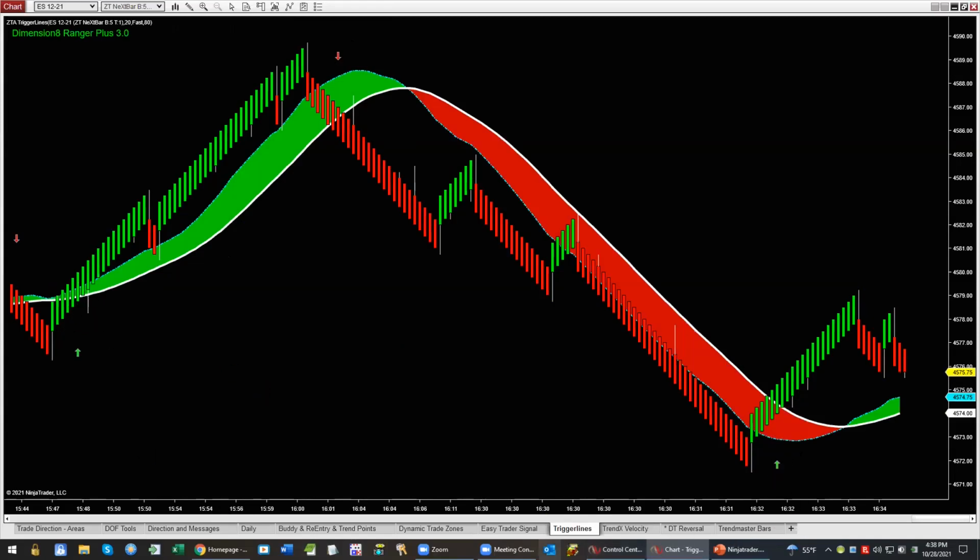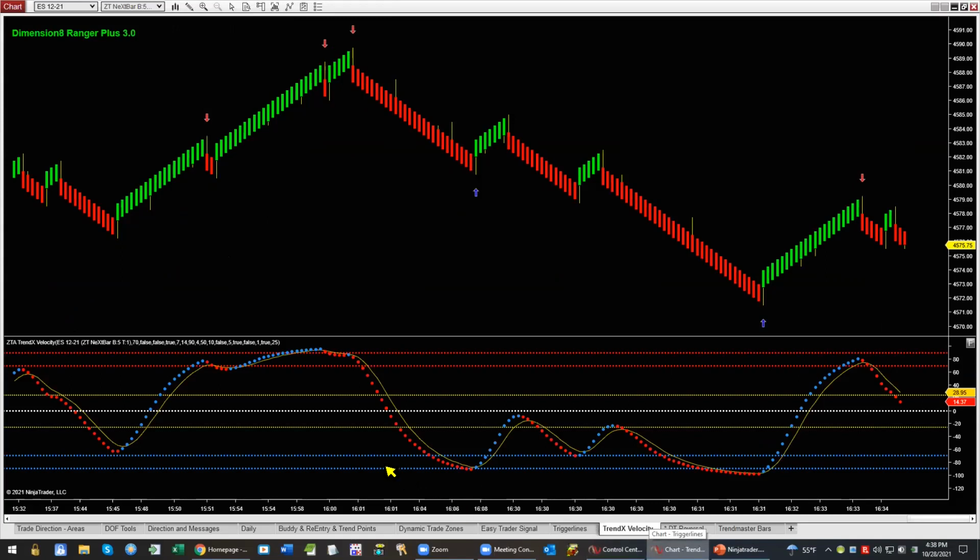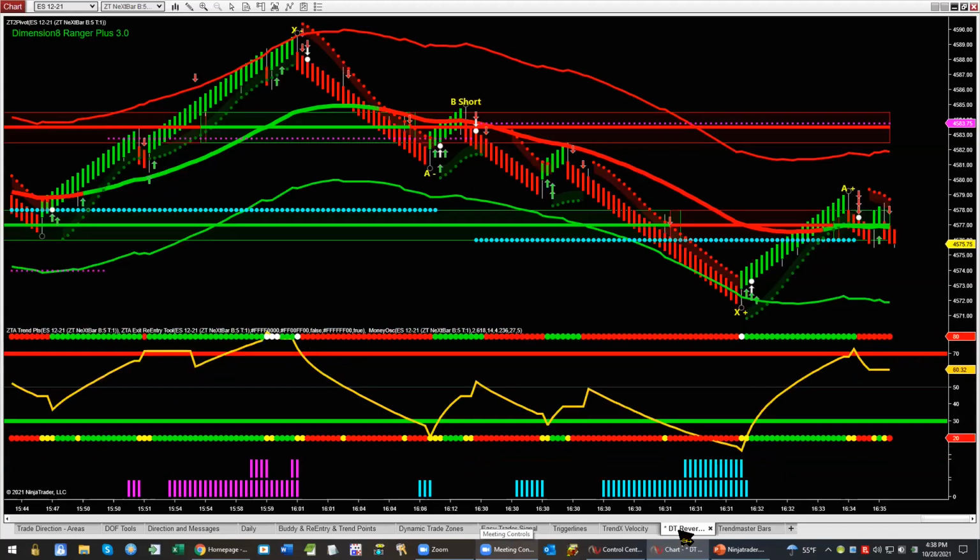Very, very effective. Here's our Trend X Velocity. As you can see, as it pulls up into the overbought and comes down, goes into the oversold and heads up. That's a very, very effective tool. Here's our DT Reversal.